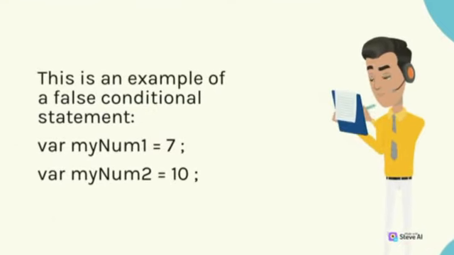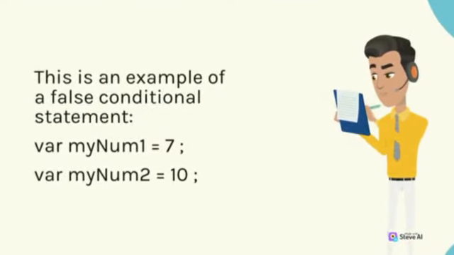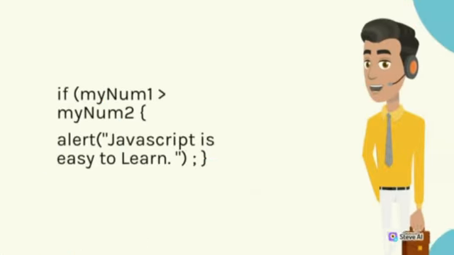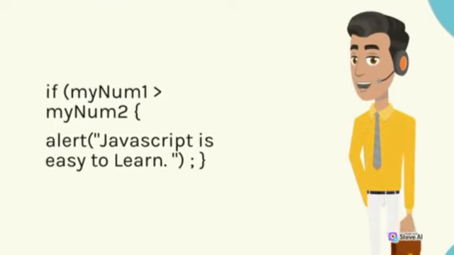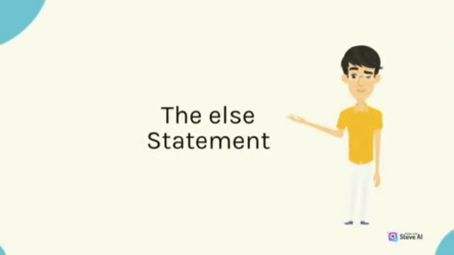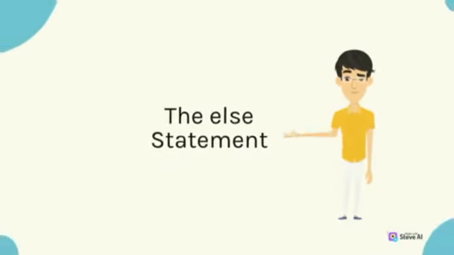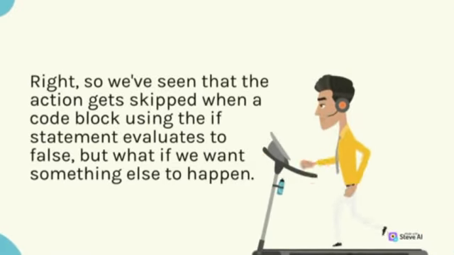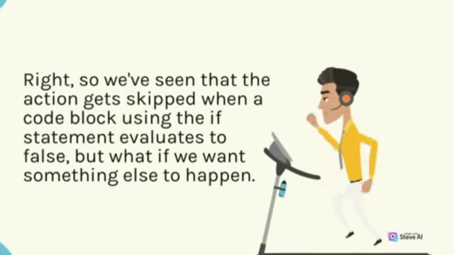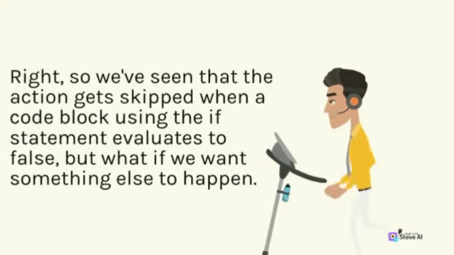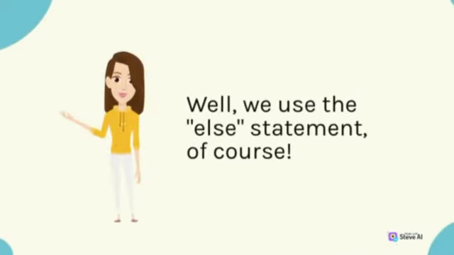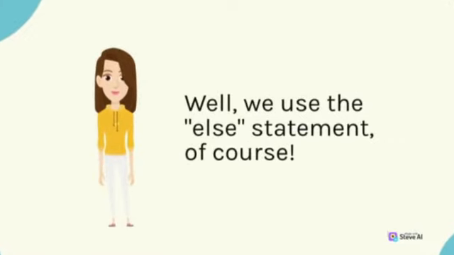var myNum1 = 7; var myNum2 = 10; if (myNum1 > myNum2) { alert("JavaScript is easy to learn"); } The else statement. Right, so we've seen that the action gets skipped when a code block using the if statement evaluates to false, but what if we want something else to happen? Well, we use the else statement, of course.